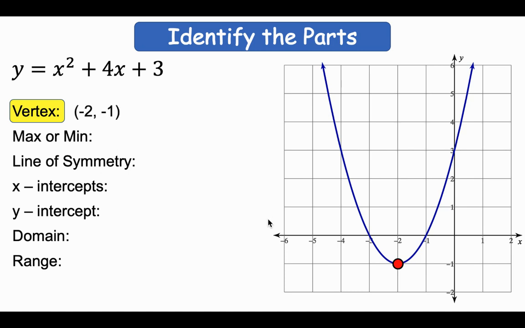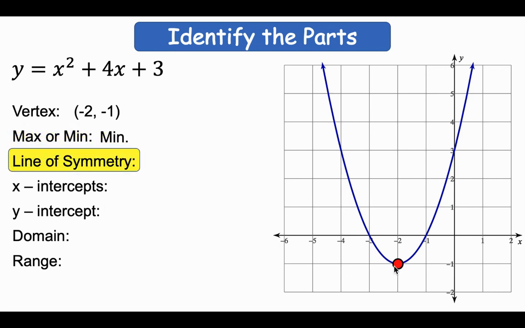Just look at the vertex, make sure you know which point it is. Next one, max or min. So you have to tell me, is that vertex the maximum or minimum of this graph? And if you look at it, it's at the bottom of the graph. That means it is a minimum. And if you want to get technical with it, it's a minimum value. You use a y value for it. So the minimum value is -1 because that's the lowest it goes is -1 on the y-axis.